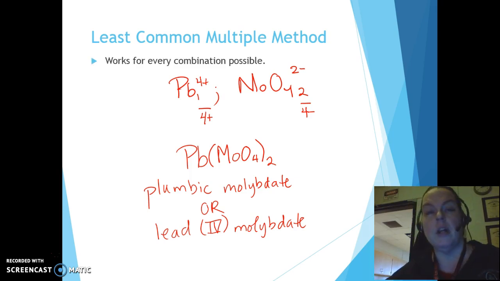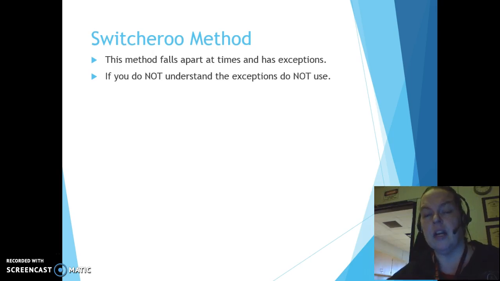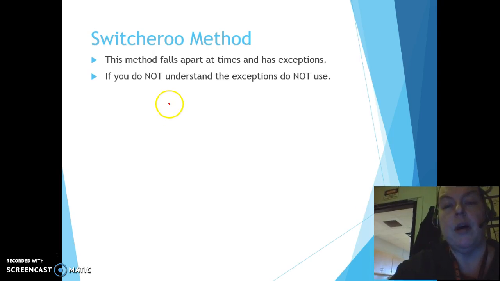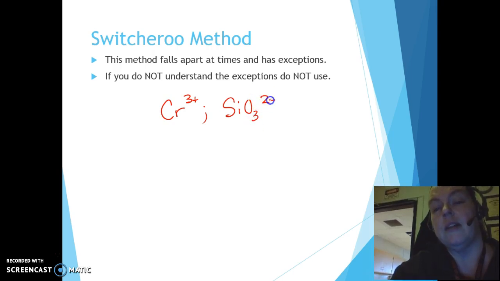The next method that we're going to be using is the switcheroo method. Okay, we know that the switcheroo method falls apart sometimes, and if we don't understand it, we shouldn't use it. So let's see if we can get an example here with a polyatomic ion. So we have Cr3+, and we have SiO3 2-. Again, we have a group. It's a polyatomic ion. Polyatomic ions are just ions that have more than one atom together. Here we have 1 silicon and we have 3 oxygens. That's a group. We cannot take that group away. We cannot separate it. So we need to keep it together.